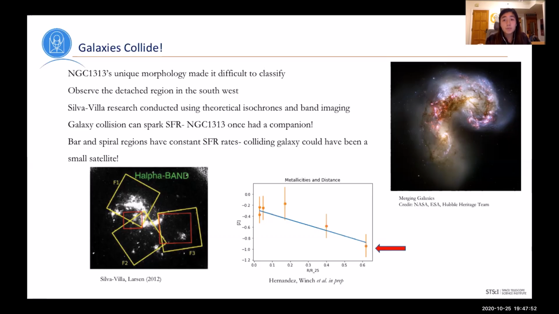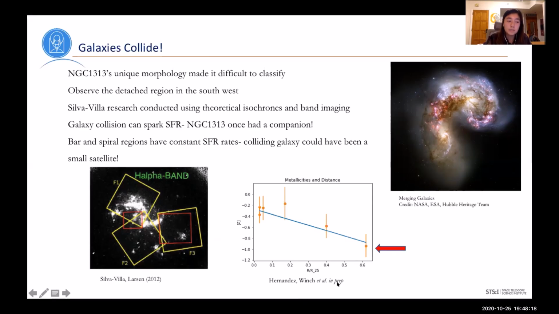We looked at a previous paper by Silva, which studies the cluster using band imaging, and their results indicate a possibility of collision. The star formation rate increased rapidly just for this region, whereas the part with the bar and the arms had a consistent rate. There was a peak within the last 100 million years, which indicates the possible merger.